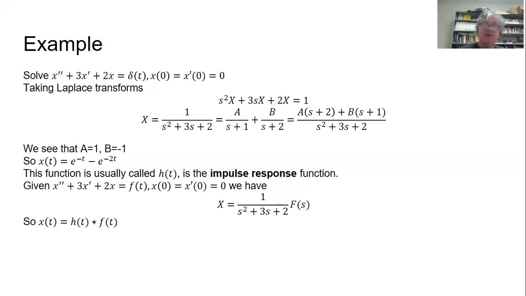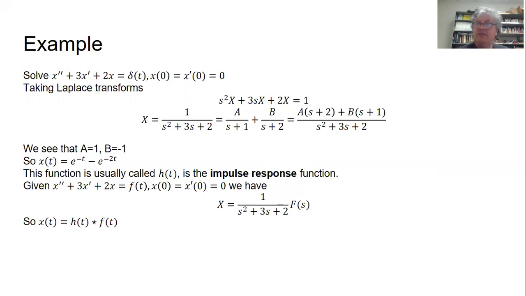Okay, so if we think of it as, we hit the spring with a hammer and it starts vibrating away, and eventually it's going to die. It's overdamped, so it's going to die like that. Now this situation where you have a system, you set it equal to the Dirac delta function with 0 initial conditions, the solution you get is called the impulse response function, and it's usually denoted h of t.